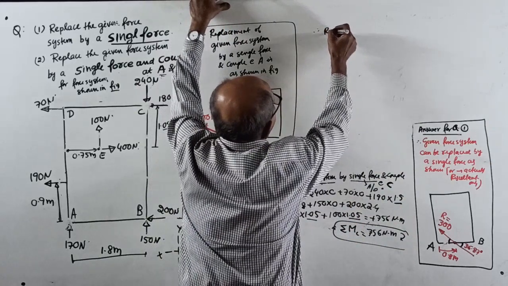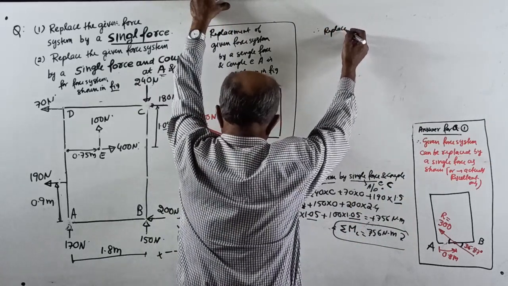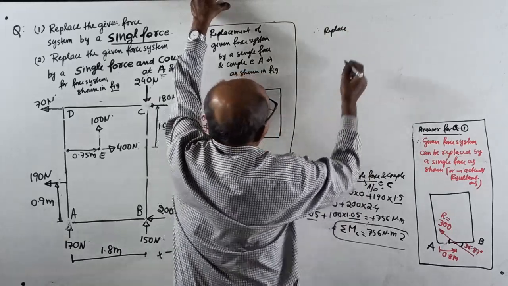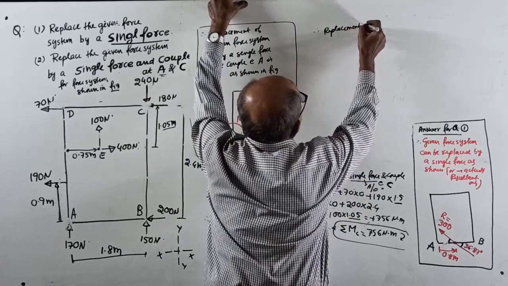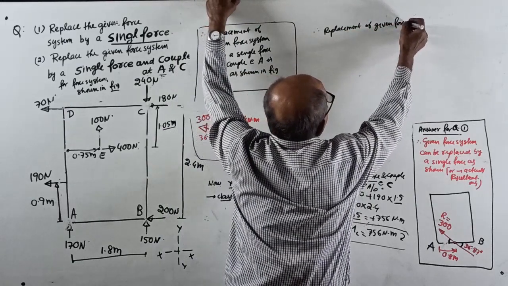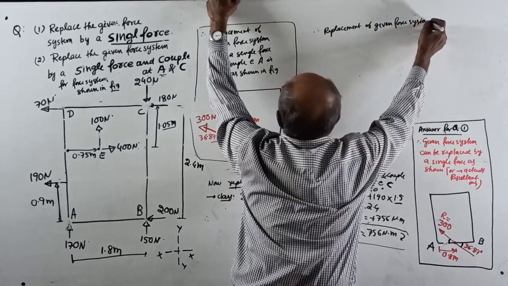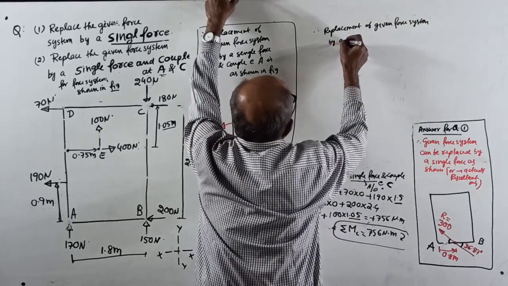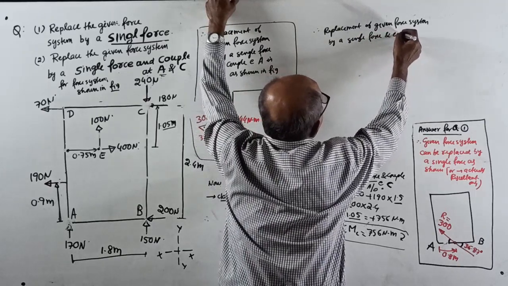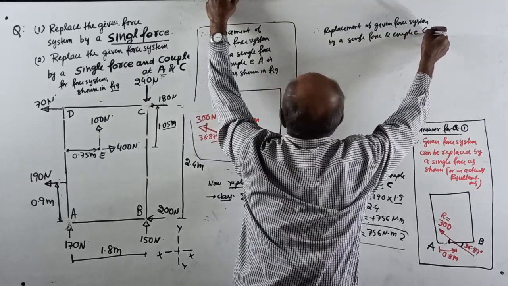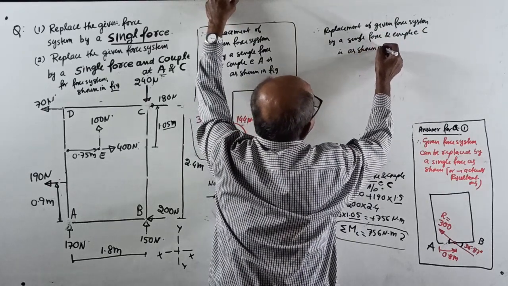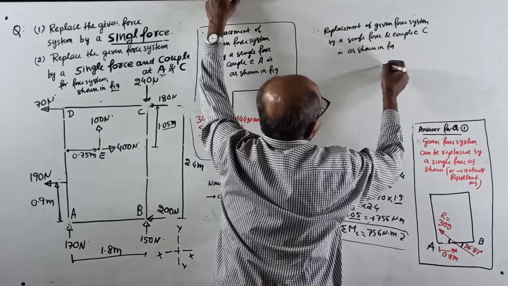Therefore, replacement of given force system by a single force and couple at C is as shown in figure. As shown in figure. How? Put a sketch here.